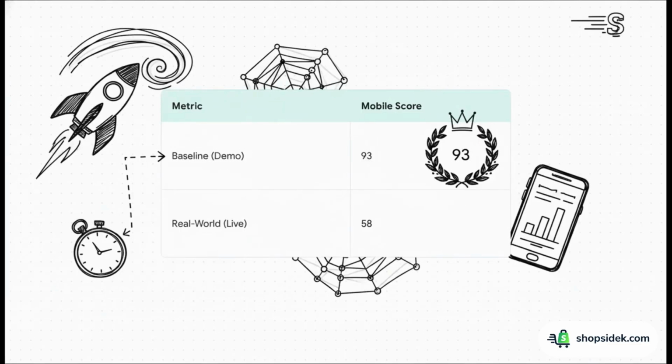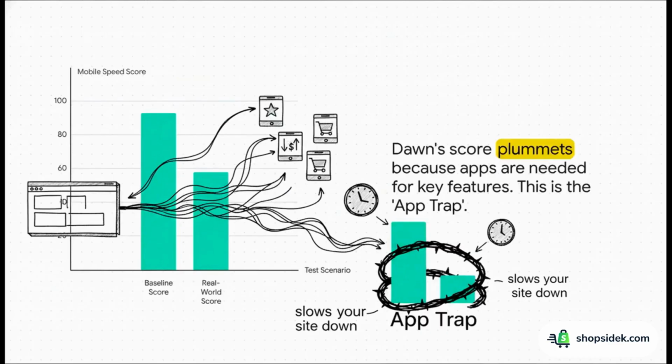All right, let's kick things off with Dawn, which you probably know is Shopify's own free theme. Now, in our baseline test, it was, wow. It scored an amazing 93 on Modal. Straight out of the box, it was hands down the fastest theme we looked at. But, and this is a huge but, here's the catch. We put it on a real live store and that beautiful score plummeted all the way down to 58. So what happened? Well, Dawn is what you'd call a bare bones theme. To get all the features a real store needs, like product reviews or upsells, you have to add apps. And every single one of those apps adds more code that just slows everything down.